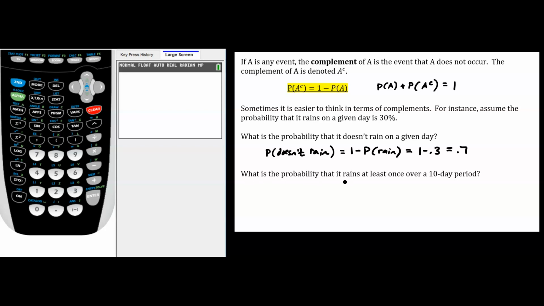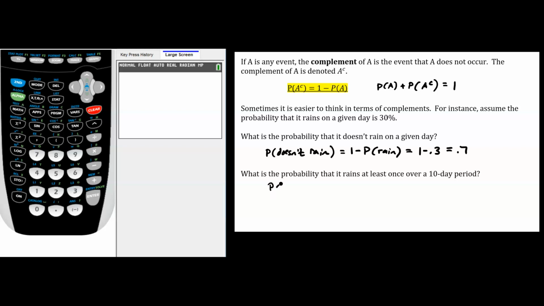Okay, how about this one right here? What is the probability that it rains at least once over a 10-day period? Now, this is actually a really tricky question because when I say what's the probability that it rains at least once, then I'm actually asking for the probability that it rains exactly once, or exactly twice, or exactly 3 times, all the way up to 10 times. And that can be really tricky to answer, and we probably don't want to sit here and find the probability that it rains exactly once over a 10-day period, and that it rains exactly twice, and so on, and add all of those things up. So let's use the idea of a complement here.